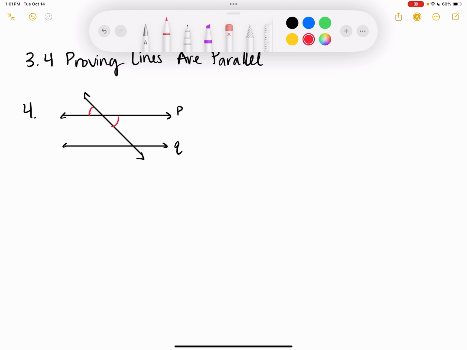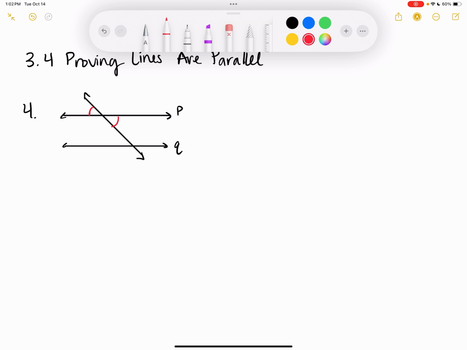So this is the information that they have given us. They've shown us that this angle is congruent to this angle, and it wants to know, can we prove just purely off of this information that these lines are parallel? Are these corresponding angles? Are they alternate interior angles? Are they consecutive interior angles? Or are they alternate exterior angles?